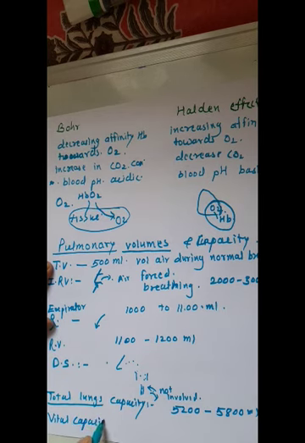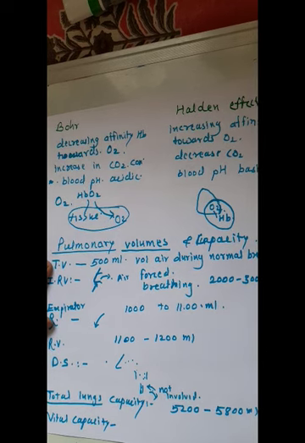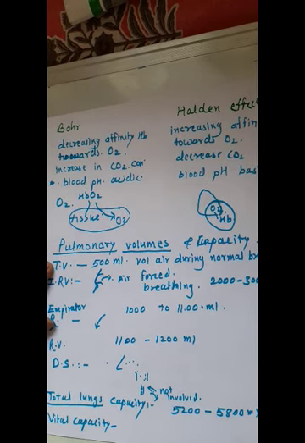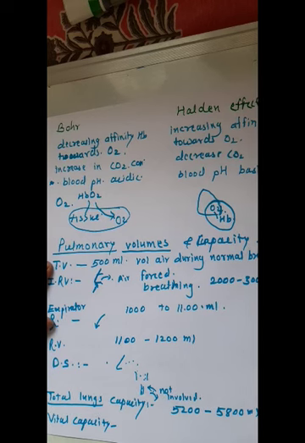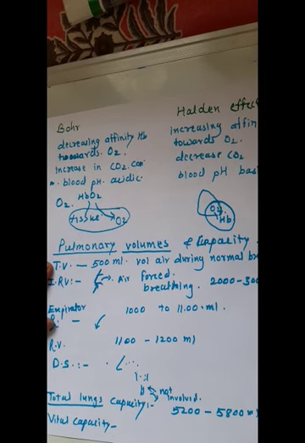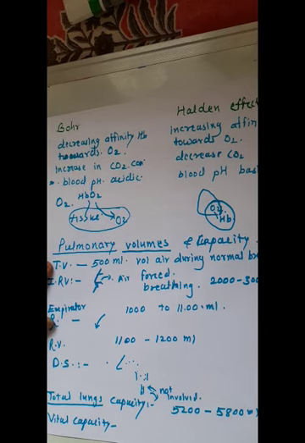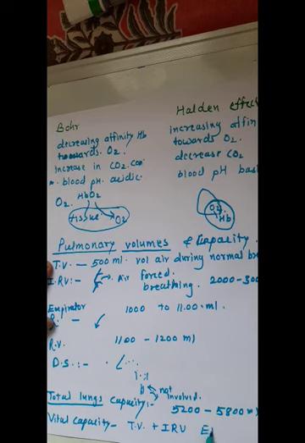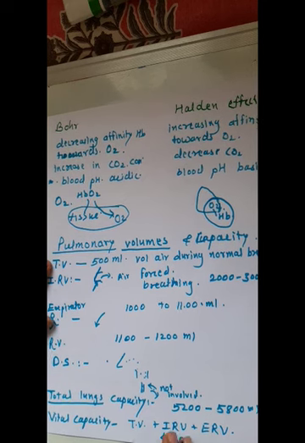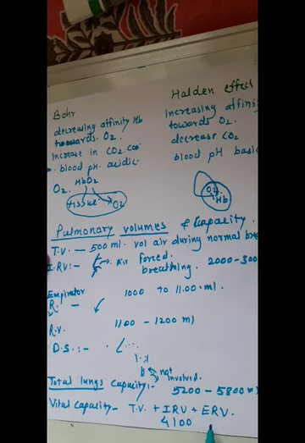Then the vital capacity. Vital capacity means the air that can be breathed out after maximum inspiration. That is, after inspiration, what amount of the air you can breathe out. किती श्वास बाहेर टाकू शकता इन्स्पिरेशनच्या नंतर. This is called vital capacity, and it is the total of tidal volume, inspiratory reserve volume, and expiratory reserve volume, and it is near about 4100 to 4600 ml.